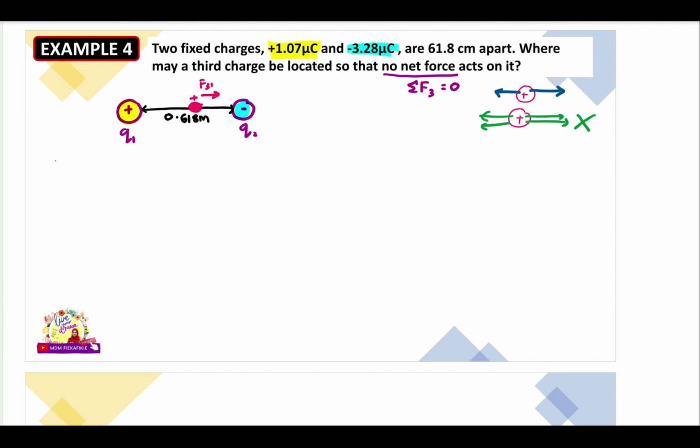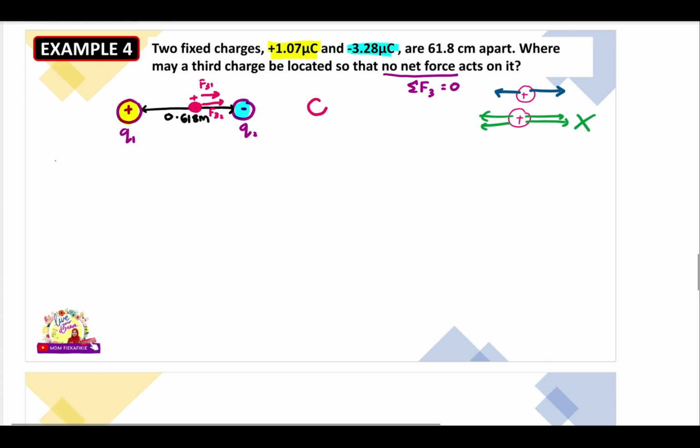Positif negatif pun sama. Charge ketiga dia akan attracted to Q2. So F32. So tak boleh letak the third charge between Q1 and Q2. Okay. Kalau saya nak letak dekat sini, boleh tak?